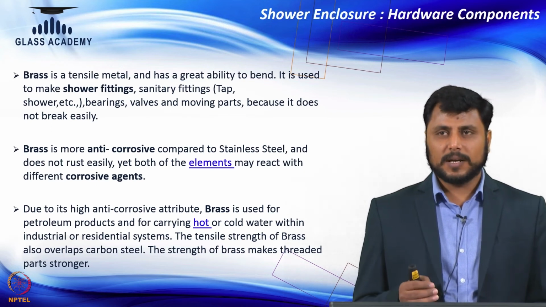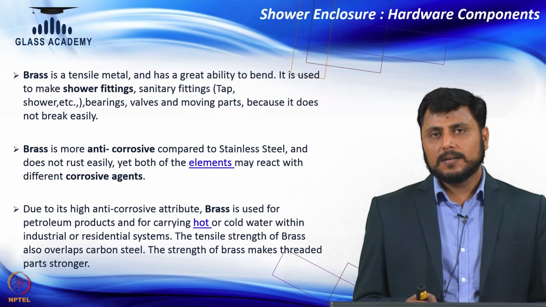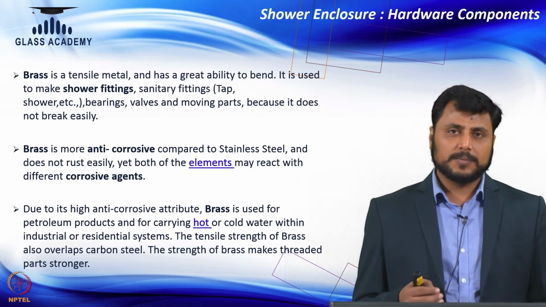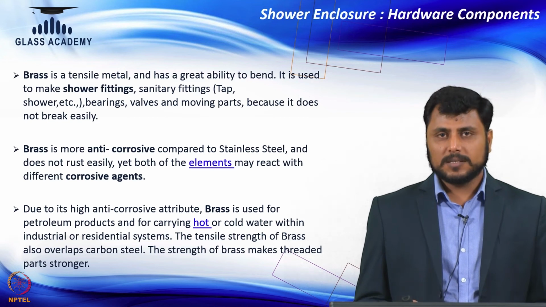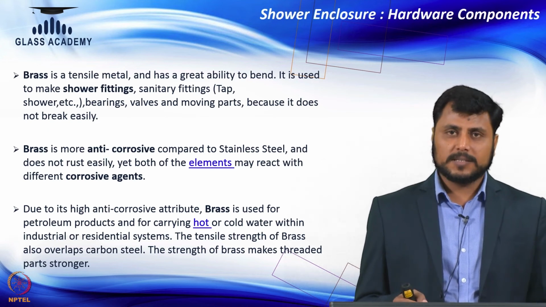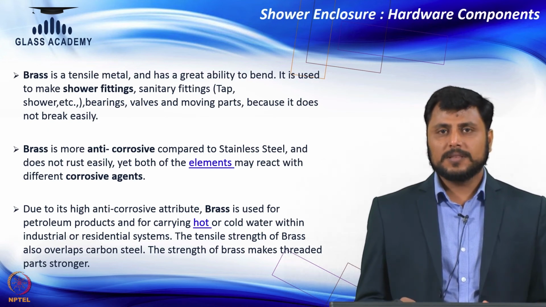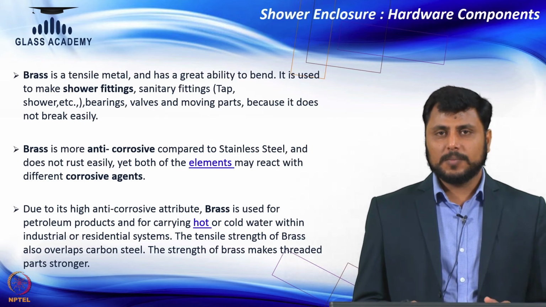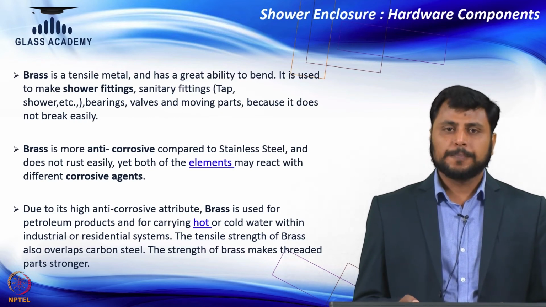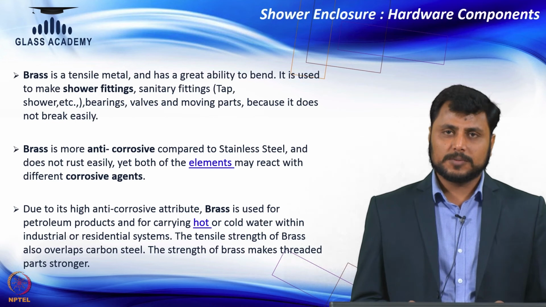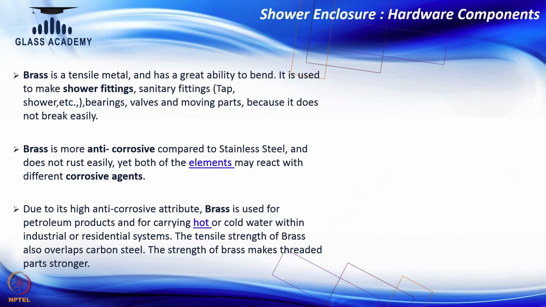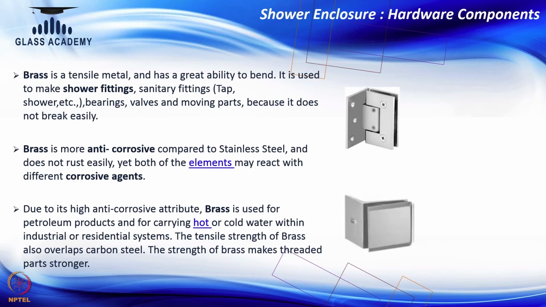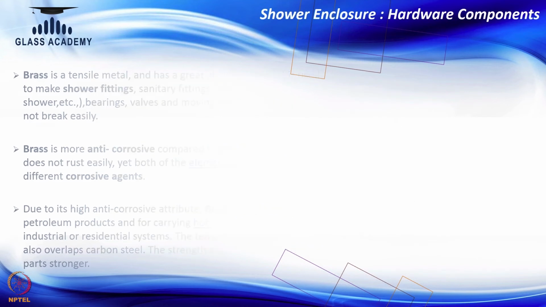Apart from this, the threading part of the brass will be more strengthened compared to the SS one, because all the hinges are fixed on a screw. So, when threading is happening, it is stronger compared to SS. So, that is why people recommend brass in this category, and due to its anti-corrosion property, brass is the mostly used hardware material here. You can see the hinges, connectors, everything will be of brass.